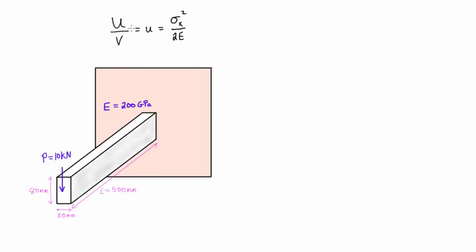Alright, so in order to solve for U, we are going to have to take the integral to get all the volume in there. So we take the integral of the left-hand side, so sigma x squared over 2E, and we are taking that with dV.